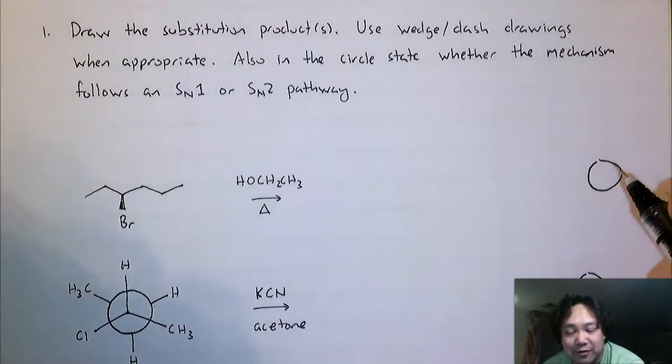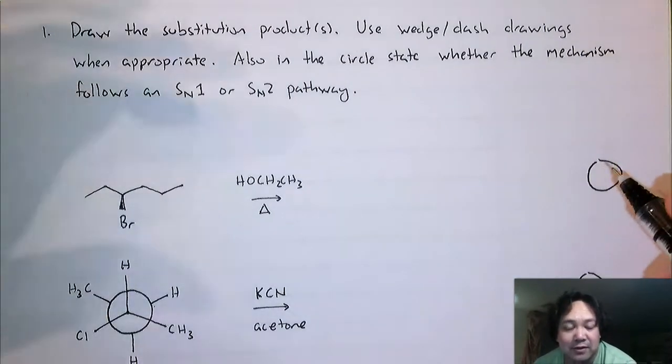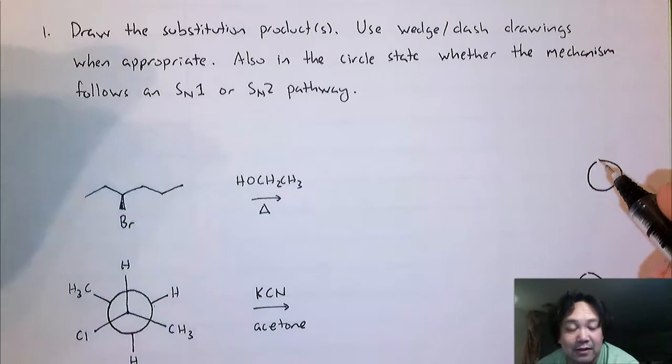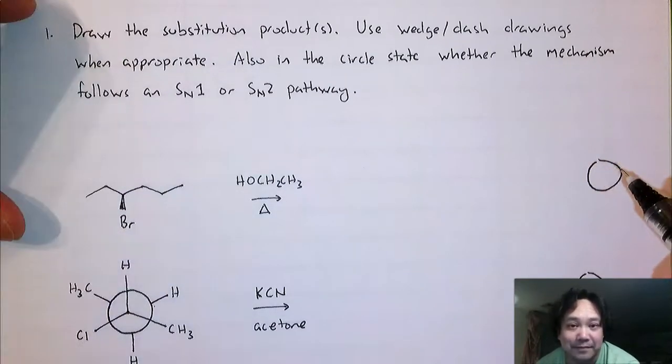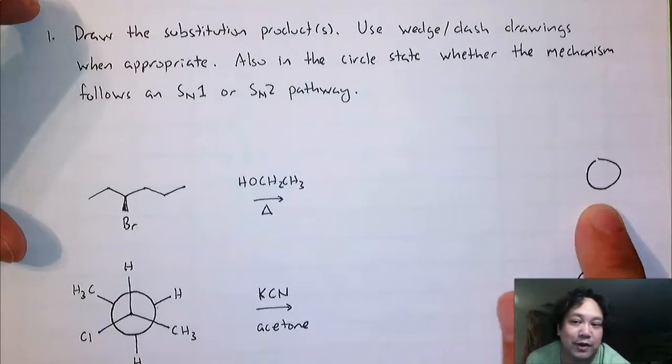If you're worried about stereochemistry, remember SN2 occurs with inversion because of backside attack. SN1, you form a carbocation. Carbocations are flat, and the nucleophile can come in from either side 50-50. In these circles, you're going to state whether the mechanism is SN1 or SN2.